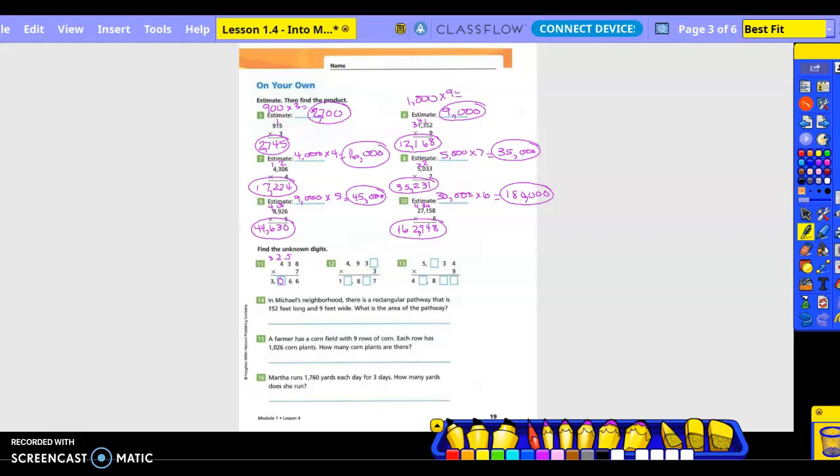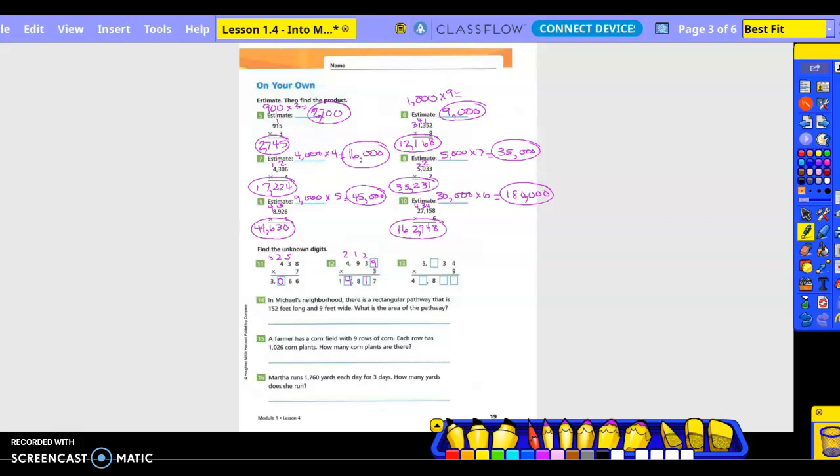All right. Next one. 3 times what gets you a 7 in the one spot? 9. Okay, let's try it. So 9 times 3 is 27. So put the 7, carry the 2. 3 times 3 is, plus 2 is, carry the 1. 3 times 9 is, plus 1 is 8, carry the 2. 3 times 4 is 12, plus 2 is 14. So our empty blanks are 4, 1, and 9, right?